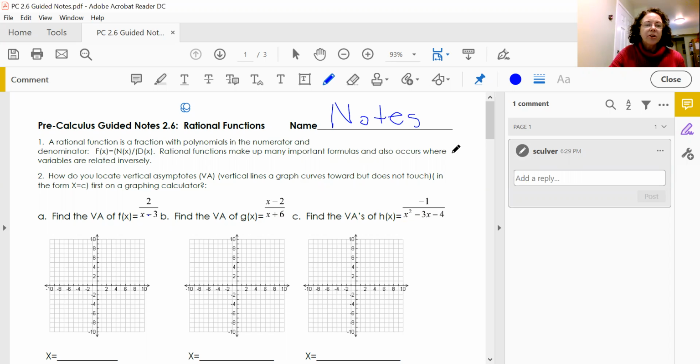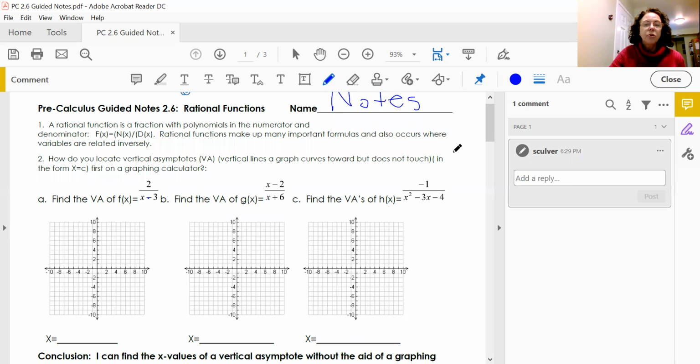So let's take a look here. Number one, a rational function is a fraction with polynomials in the numerator and denominator. When you look at 2a, 2b, and 2c, you can see that that's true. We call the function generally f of x, the numerator polynomial n of x, and the denominator d of x, so that we don't have to keep writing out the words numerator and denominator. We study rational functions because they make up many important formulas, and they also occur when variables are related inversely, when one variable goes up and the other goes down. As you can imagine, this happens a lot.